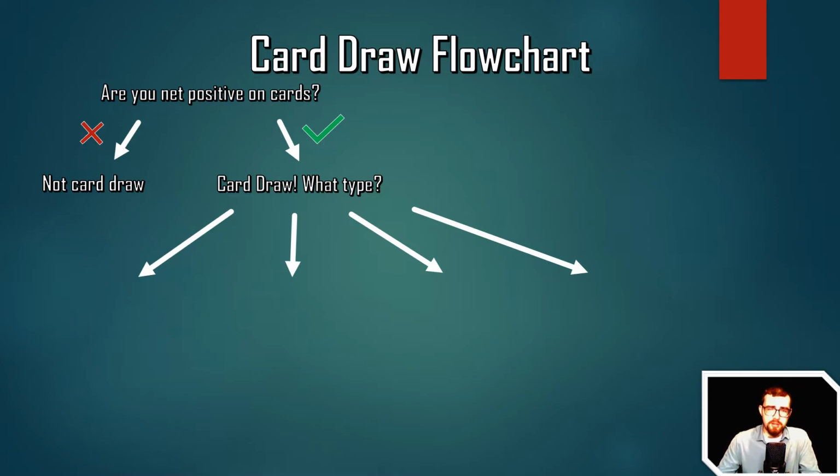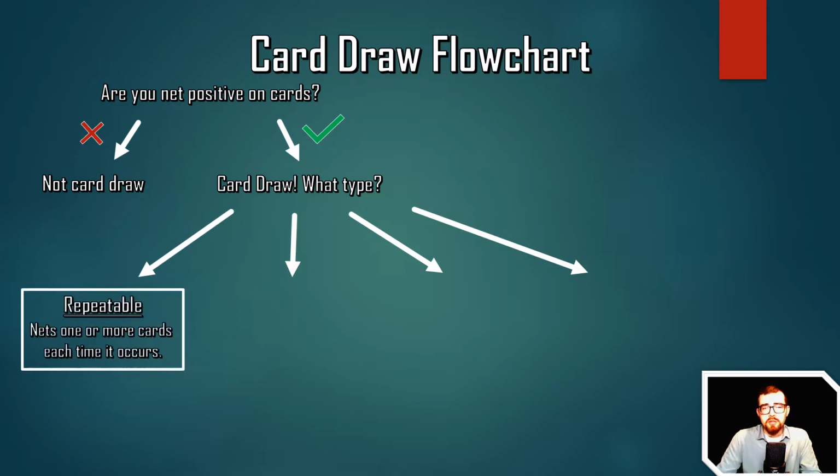If it is card draw, because that's where we're really going with this, what type of card draw is it? Because certain card draw functions differently. Our first type of card draw is repeatable card draw, where you net one or more cards each time it occurs. This can be at the beginning of the upkeep trigger. It can be you tap this permanent. It can be just about anything like that, but it has to draw at least one card each time that you activate it or cast it.